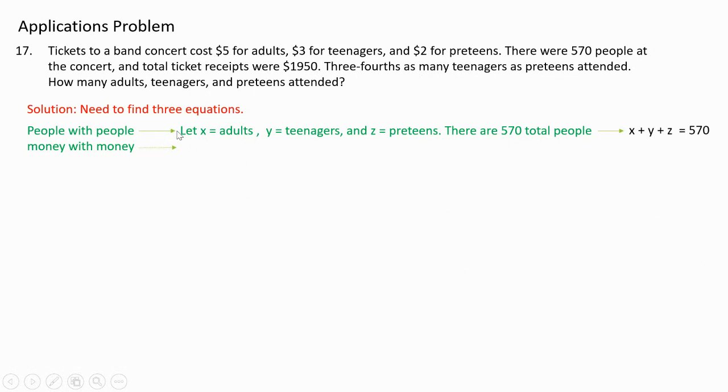Now here, money with money. So, right, $5 were for the adults. So the adults is x, so it's going to give us 5x.